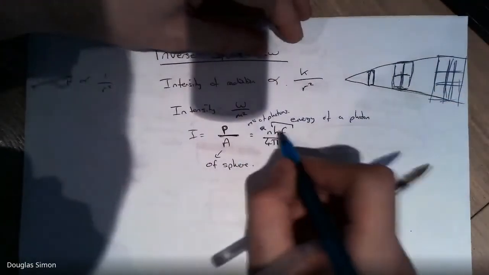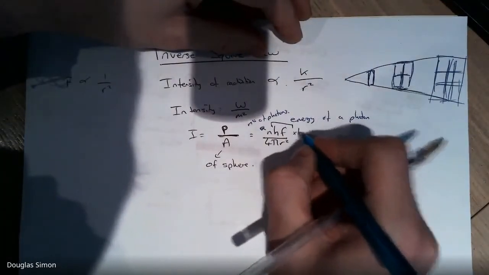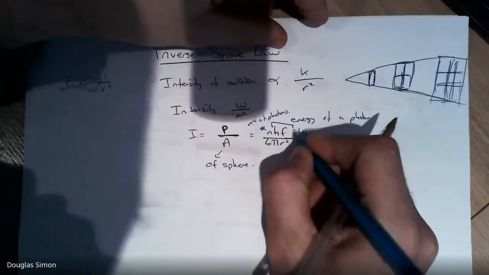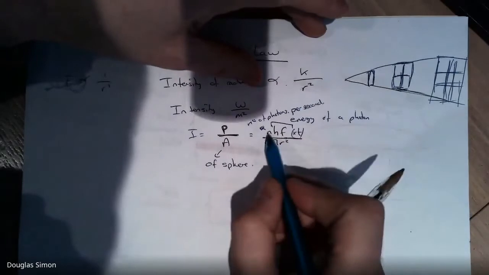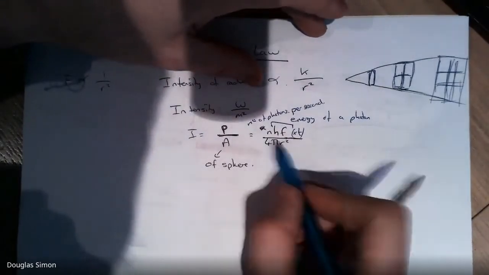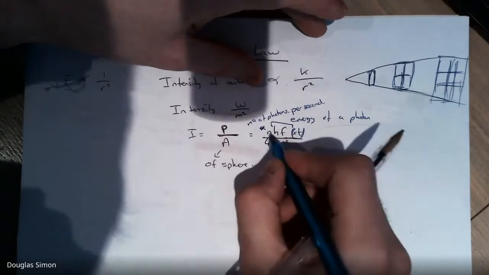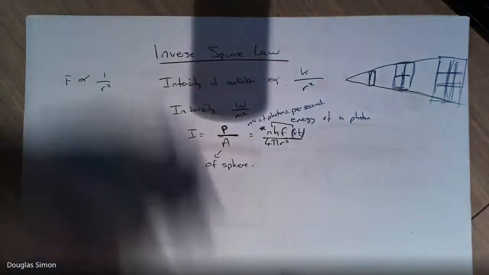And then that is obviously per second. So we could times by the time, for example, the time that this occurs. Or usually this is number of photons per second, so that the units are fine. So we probably wouldn't put time in here. We would probably just have this as number of photons per second.